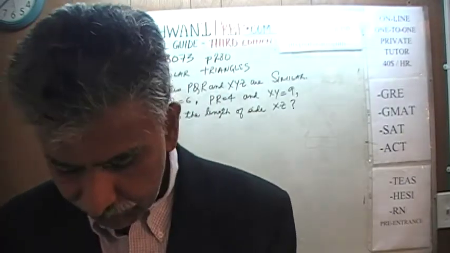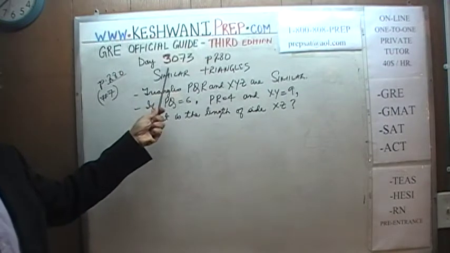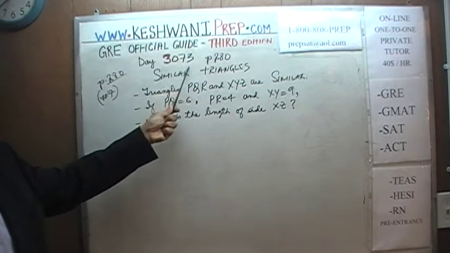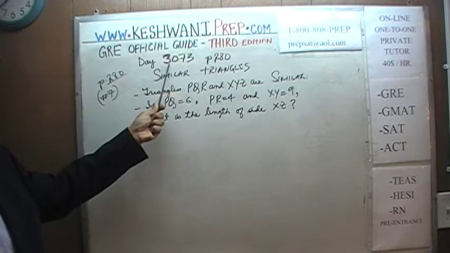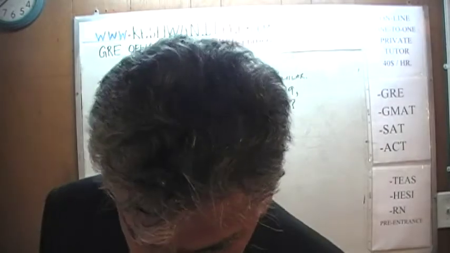Today is our lesson number 73. Day 3073. The 3 is to indicate that we are in the third edition. Third edition, day 73. We are on page 280.